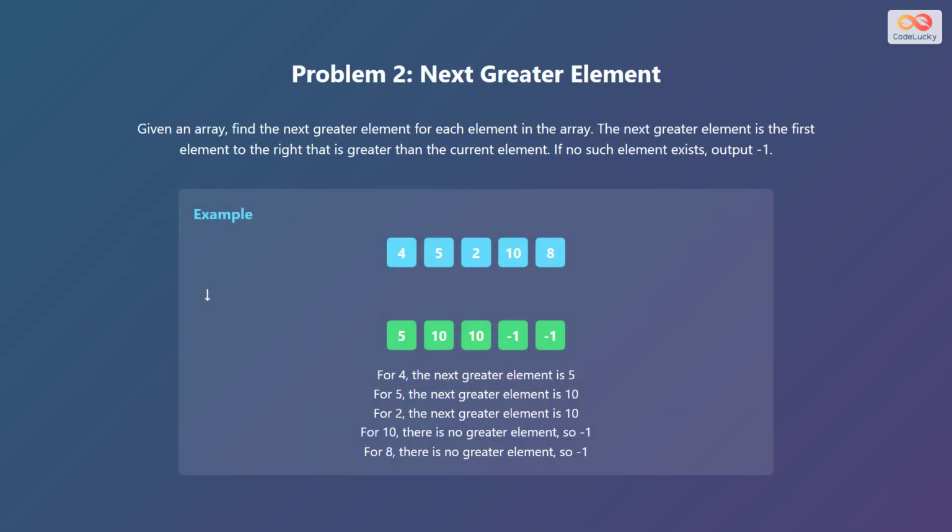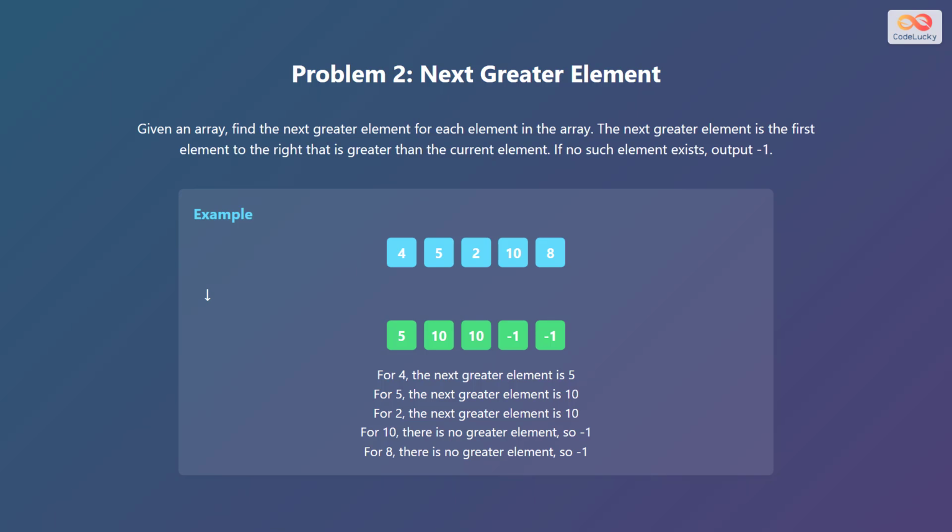Now let's move on to our second problem, next greater element. Given an array, we need to find the next greater element for each element in the array. The next greater element is defined as the first element to the right of the current element that is greater than the current element. If no such element exists, we output -1.